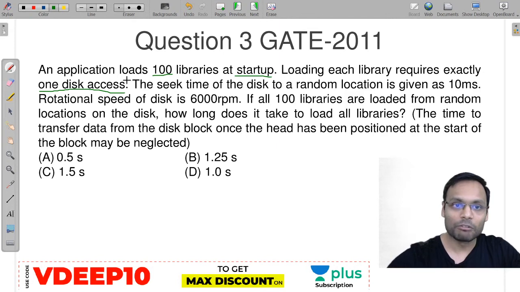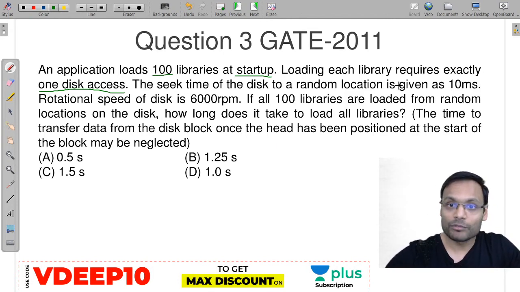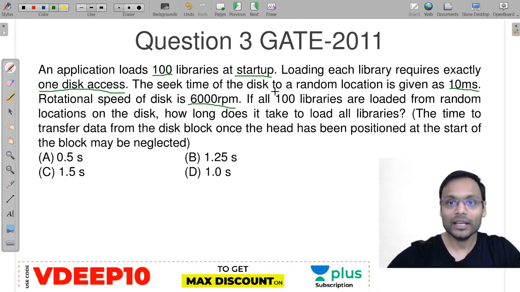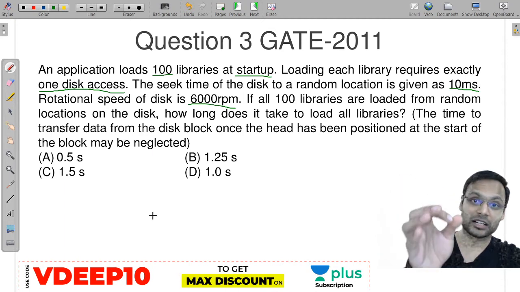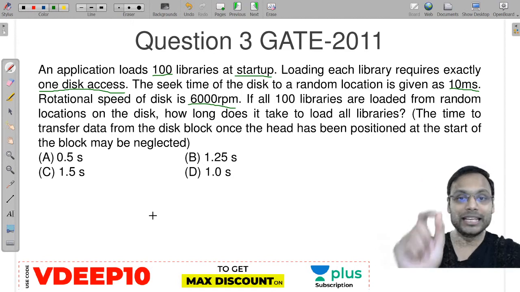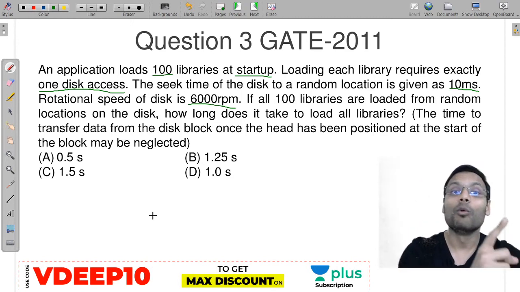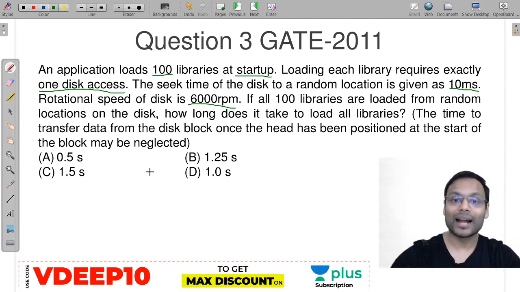So, one library, one disk access; 100 libraries, 100 disk accesses. The seek time of the disk to a random location is 10 milliseconds. The rotational speed of the disk is this much. If all 100 libraries are loaded from random locations on the disk, it is clearly written, meaning for each loading of the library we will require seek time, rotational latency, and of course transfer time is required. Let's see what they have given further.